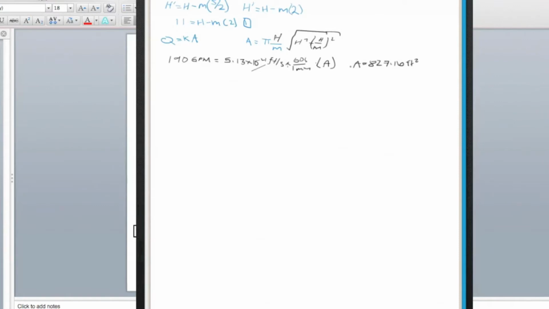Okay, so using that, we can plug back into the area equation, and we get 827.16 feet squared equals pi H over M times the square root of H squared plus (H over M) squared. Okay, so this is equation 2.